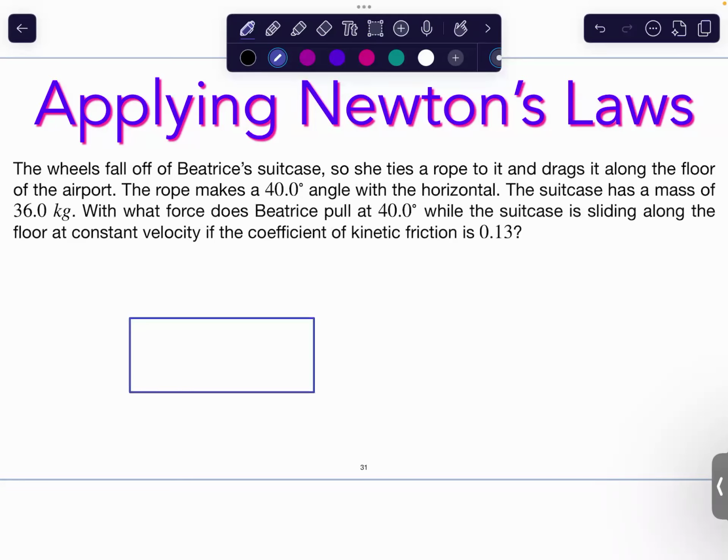So we have the suitcase. Immediately we know 36 kilograms times gravitation, 36 times 9.8. And what is weight equal to? Mass times gravity. That's your gravitational force.